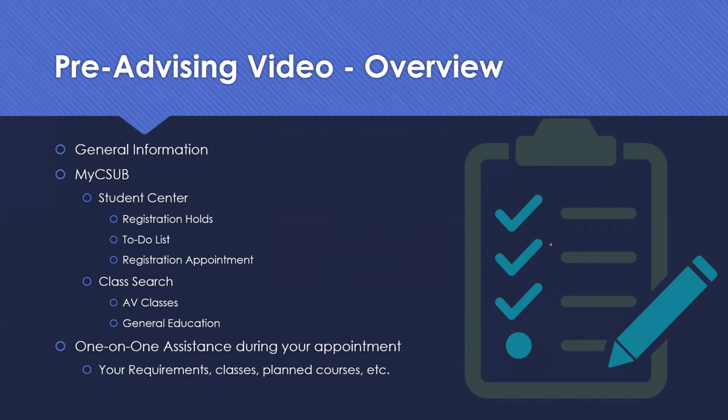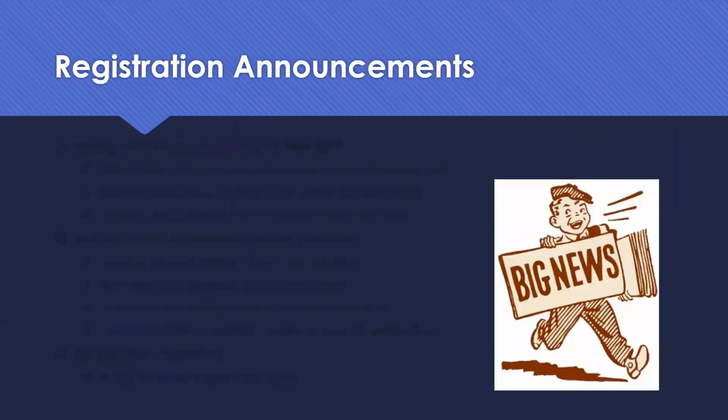When we do your one-on-one appointment, that is when we will talk about your classes, specifically your plan for graduation. Everything in this information session applies to everyone. It's general information, but it is needed so that we can devote the one-on-one time to specific questions about your classes and your requirements.